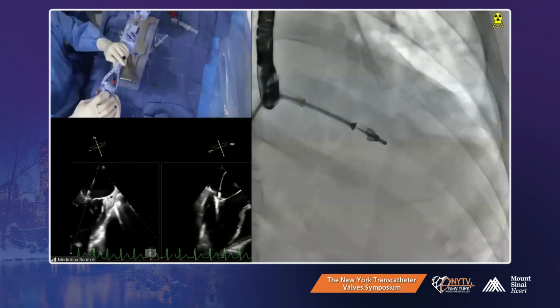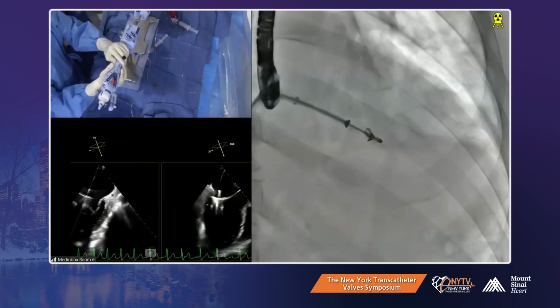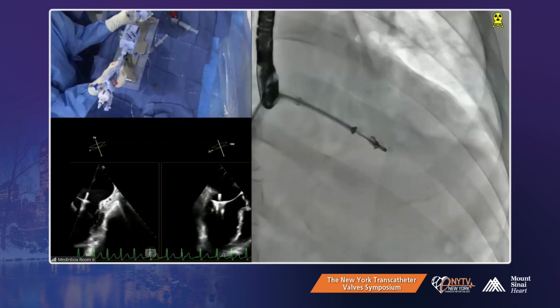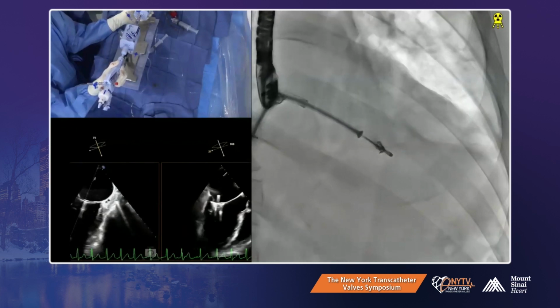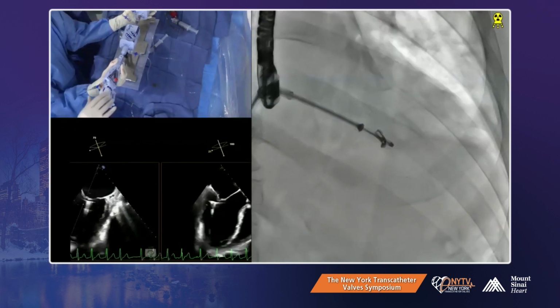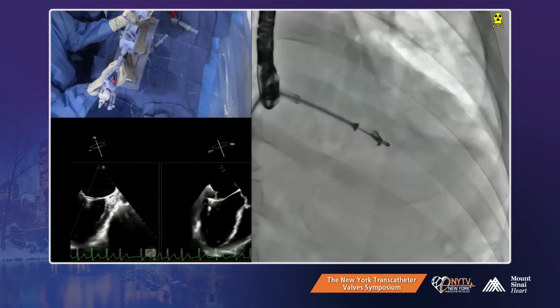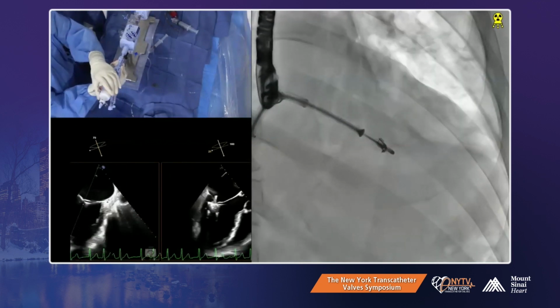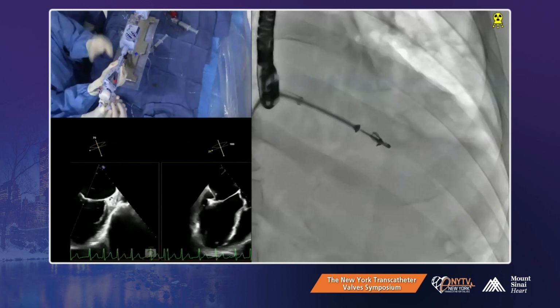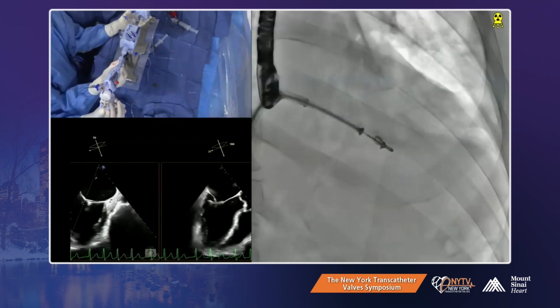You go more to the. Okay, we're going to go back in just to show how long the posterior leaflet really is. Look at that. Okay, so we're going to scoop now. We're going to scoop now posteriorly. It keeps going.